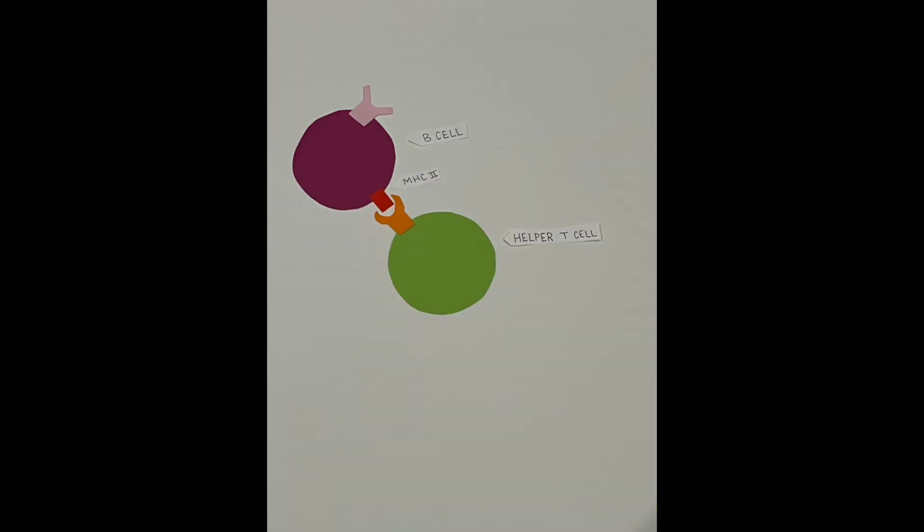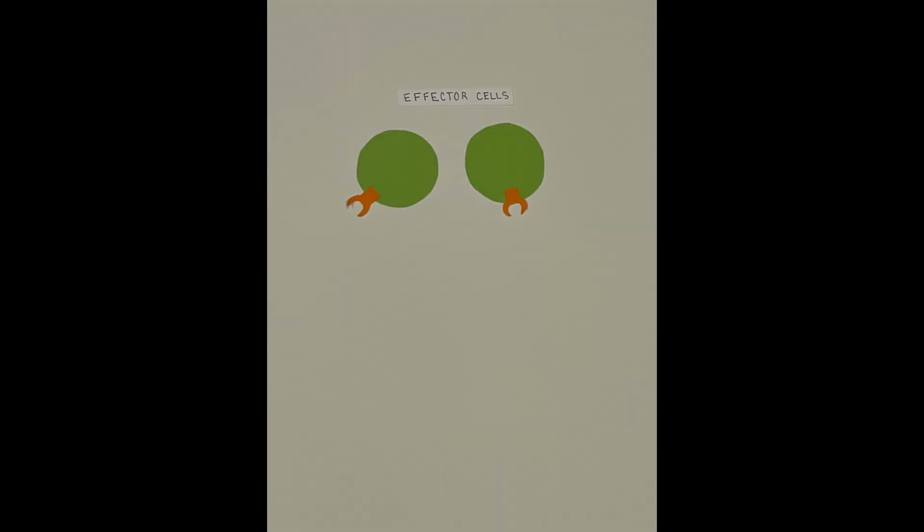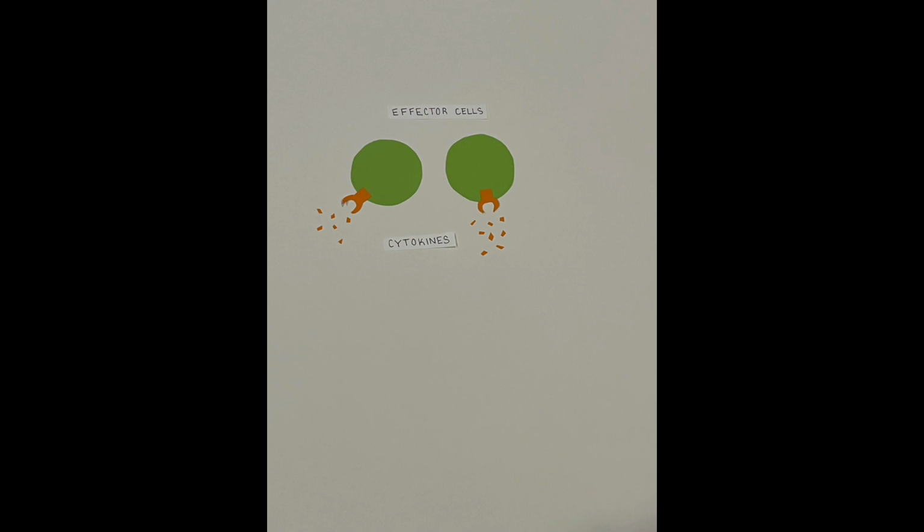When helper T cells bind to antigen fragments on MHC2 molecules on either a B cell or a phagocyte, which is a cell that will eat antigens, it becomes activated as well. Just like B cells, this causes it to divide, forming memory cells and effector cells. The effector cells will then produce proteins called cytokines, which act as an alarm to alert the rest of the body of the antigen.